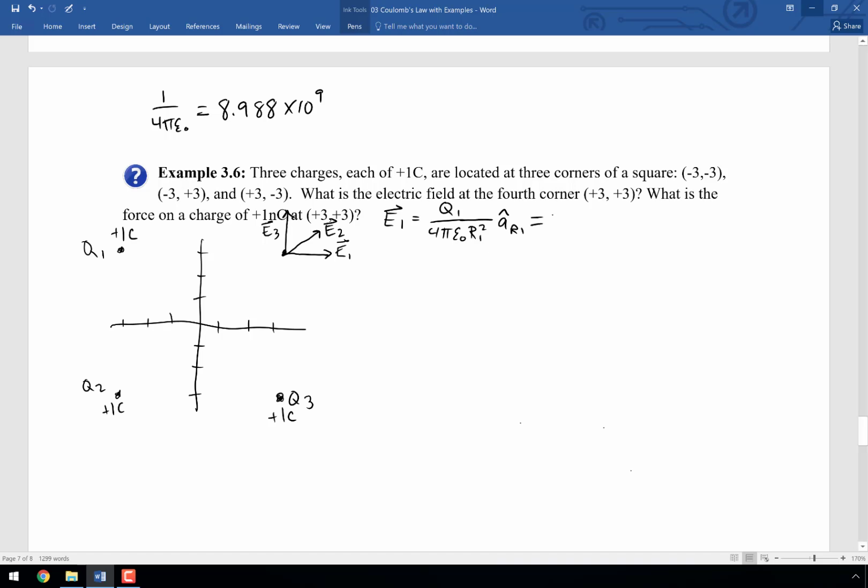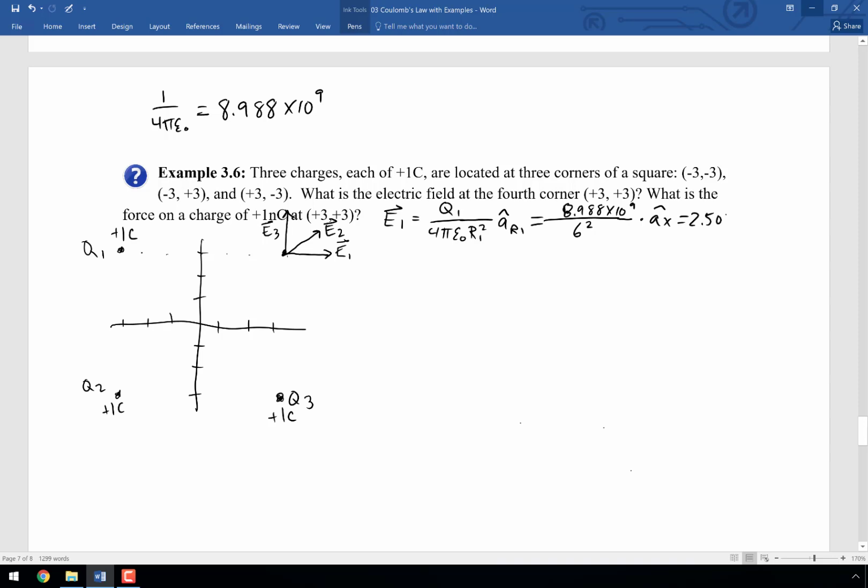So let's calculate E1. E1 is going to be Q1 divided by 4 pi epsilon 0 R1 squared times A sub R1. Now, A sub R1 is going to be pointing in the positive x direction. Let me just give you one quick insight. 1 over 4 pi epsilon 0 is a constant that you're going to be working with an awful lot. To save you some time, I would just say use 8.988 times 10 to the 9th. Or, of course, if you can tolerate just 2 significant figures of precision, then you can say 9 times 10 to the 9th.